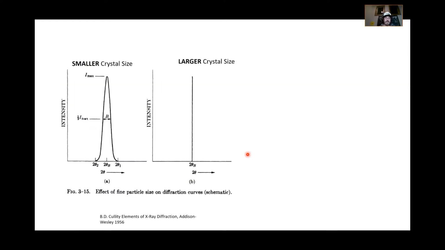All right, from Cullity, we didn't work out but one problem for full width half maximum and Scherrer's equation. But if you didn't deduce what crystal size does, if you have a smaller crystal size, your peak begins to broaden.